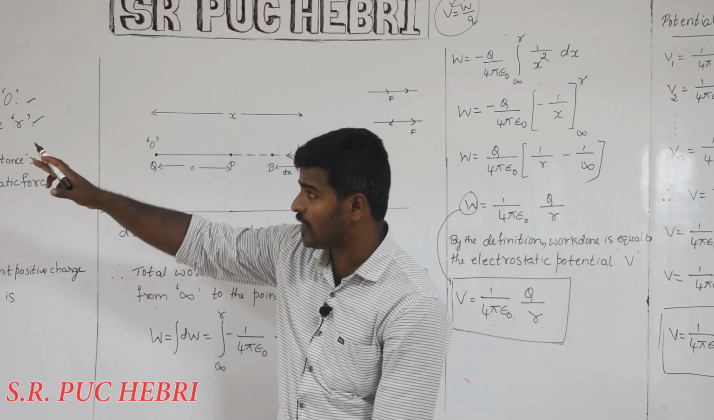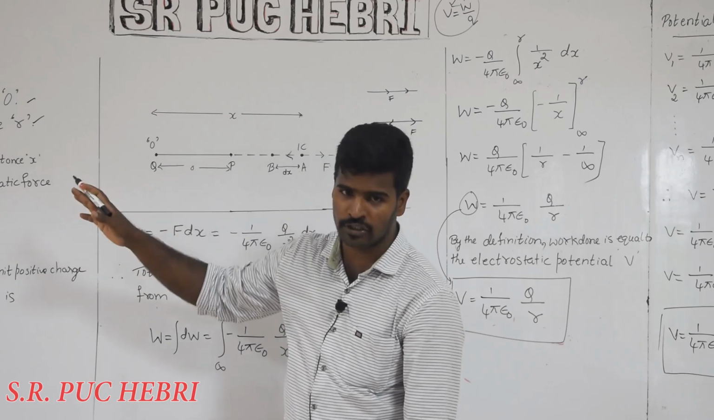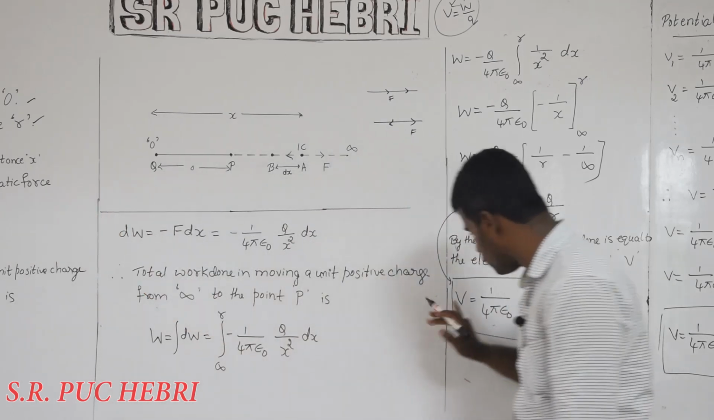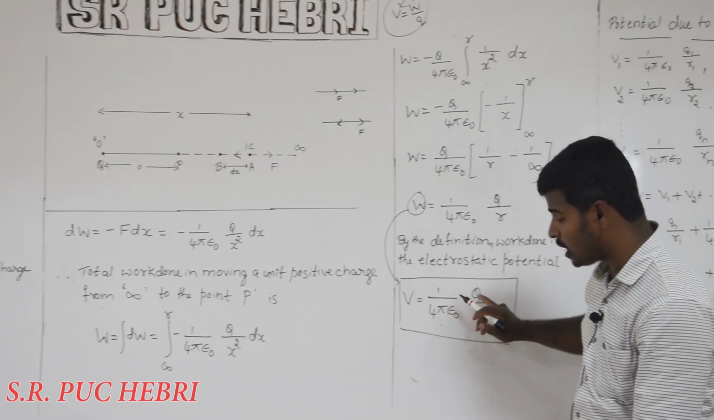We arrive at the expression for potential due to a point charge. We are getting the expression for potential due to a point charge. The point charge will be Q.